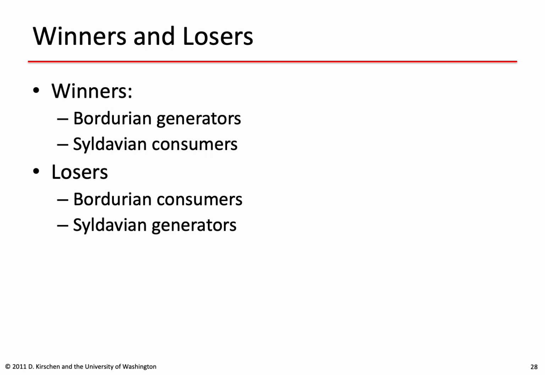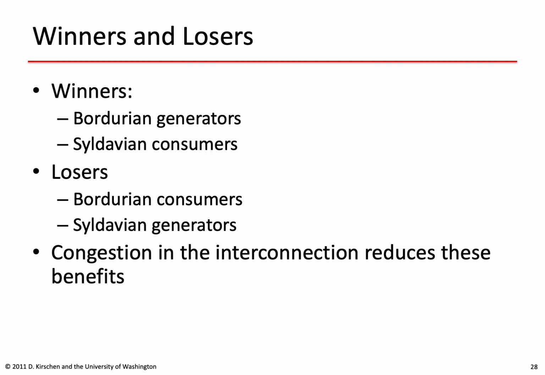Now overall, if you have a broad perspective of the economy as a whole, the winnings exceed the losses. So in terms of the economic performance, this interconnection has a positive effect. Now the difference between the second and the third case suggests that if you limit the flow on the interconnection, or if this flow is limited by congestion, the benefits that you get are limited. So the winners win less, the losers lose less, and overall the economy benefits less.